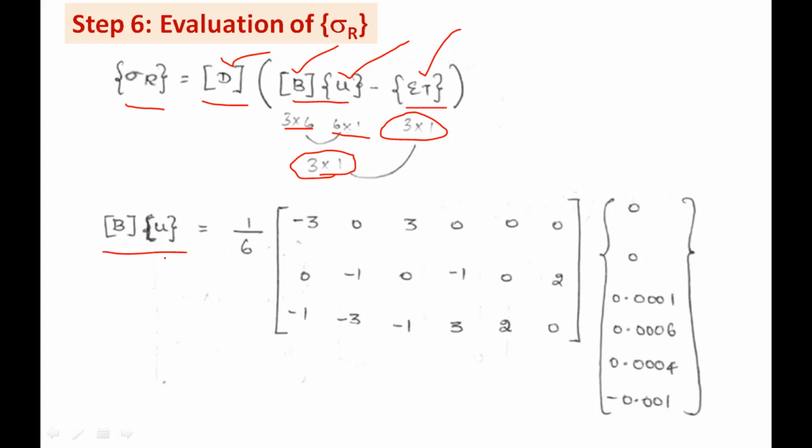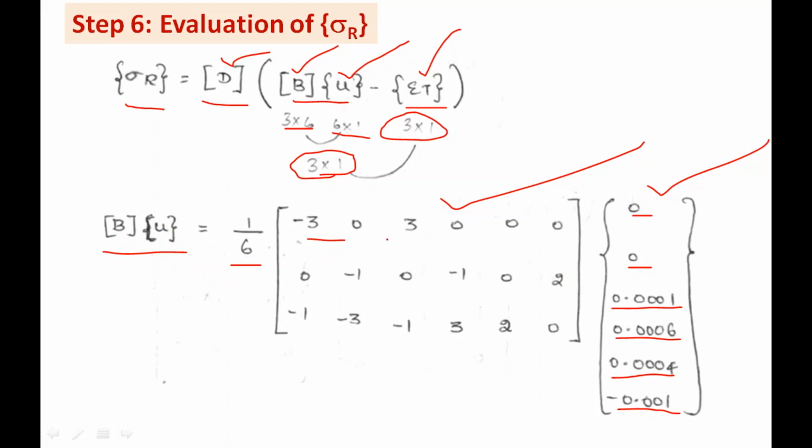Here we are finding the product of the two matrix B and U. So this is the B matrix, 1 by 6 times minus 3, 0, 3, 0, 0. So this is the B matrix we evaluated for this particular element, and this is the U matrix, displacement vector or displacement matrix given in the question. U1 0, V1 0, U2 is 0.001, V2 is 0.0006, U3 0.0004, V3 is minus 0.001, all are in centimeter. So B matrix also in 1 by centimeter. So we are getting total strain epsilon.